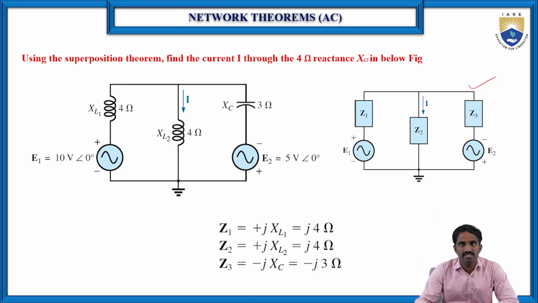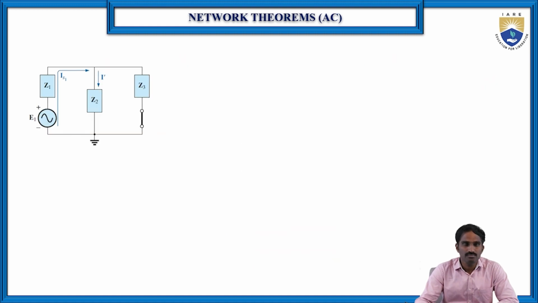So now first let us consider E1 voltage source alone. Then the voltage source E2 is replaced with a short circuit. And now in this case we have to find the current flowing through Z2, which is I dash. Then how to find I dash?